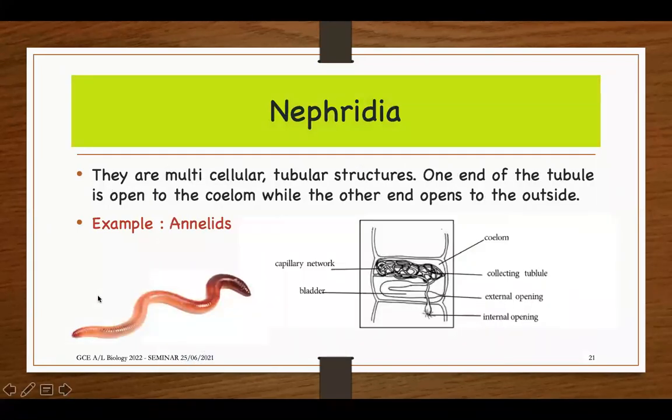Nephridia. They are multicellular tubular structures. One end of the tubule is open to the coelom, while the other end opens to the outside. The ones who have nephridia, like the annelids, are multicellular and have these tubular structures. Remember, in nephridia, one end is open to the coelom of the body and the other end to the outside.